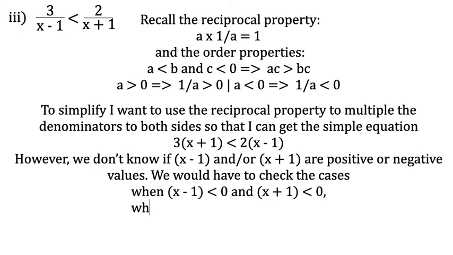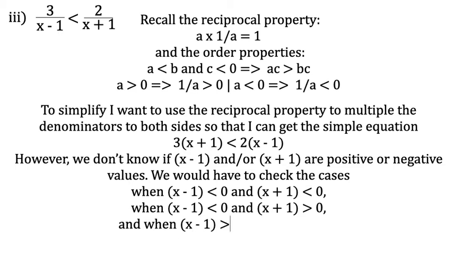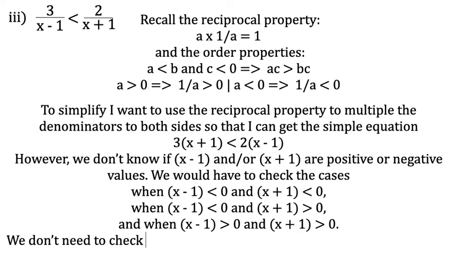less than 0, when x minus 1 is less than 0 and x plus 1 is greater than 0, and when x minus 1 is greater than 0 and x plus 1 is greater than 0. We don't need to check x minus 1 greater than 0 and x plus 1 less than 0, as that is a contradiction.